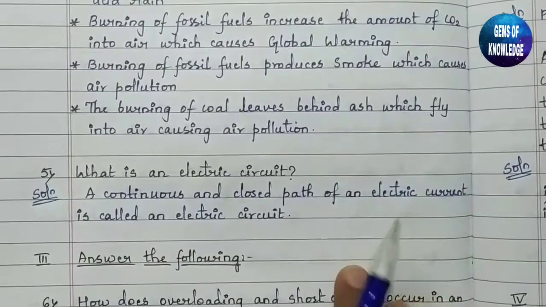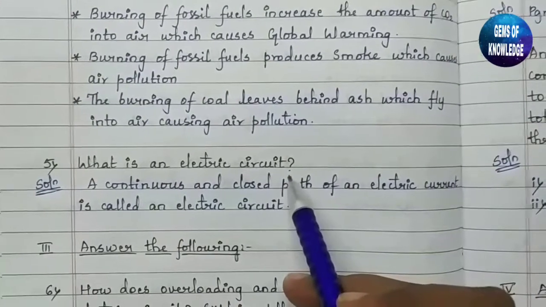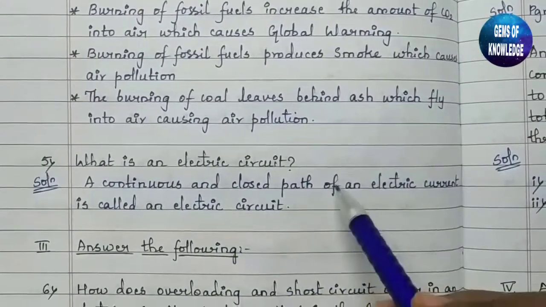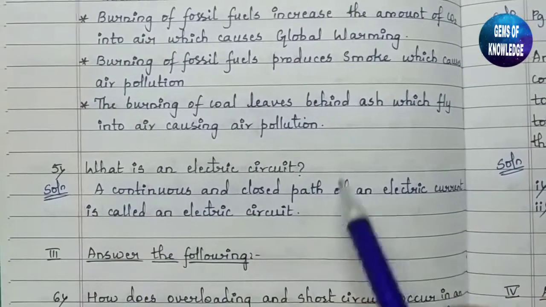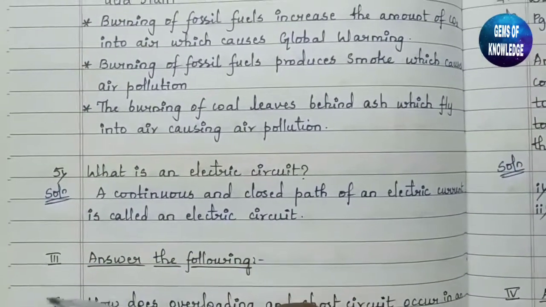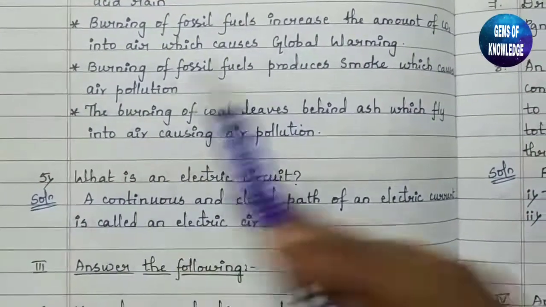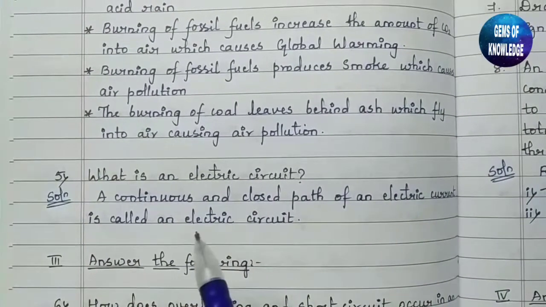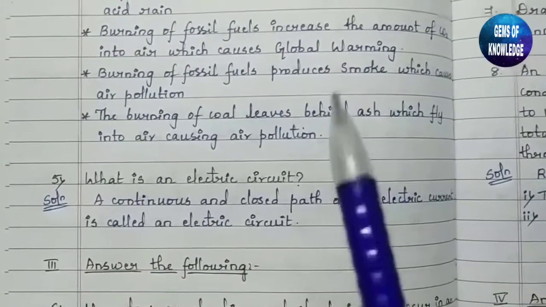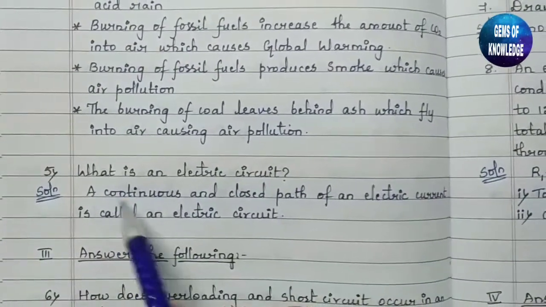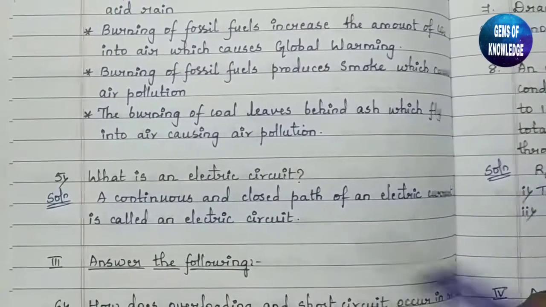Okay, so the next question is, what is an electric circuit? You need to know what an electric circuit is. A closed and continuous path of electric current is called an electric circuit. You have all seen what an electric circuit is in the electricity chapter. That is the basic diagram you need to know. The current is always flowing continuously in it. It is a continuous and closed path, already closed with the help of the key. A continuous and closed path of an electric current is called the electric circuit.